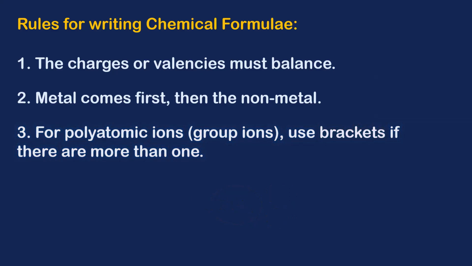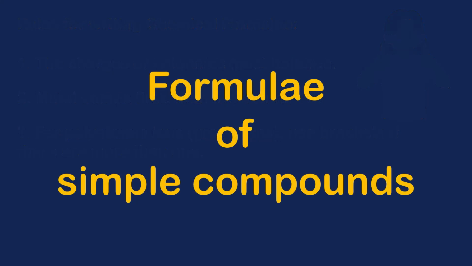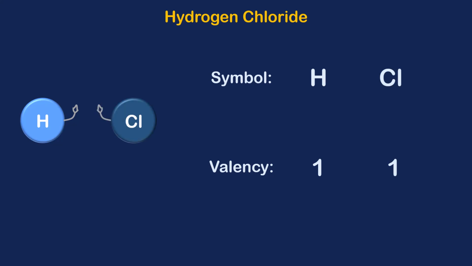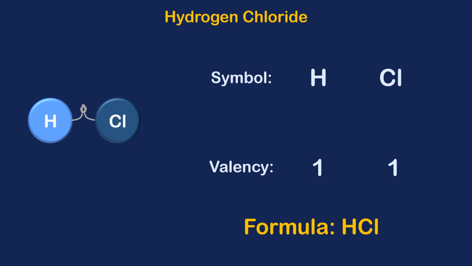Remember these 3 rules and you'll never go wrong. Let's practice writing the formulae of some simple compounds. Let's start with a simple one. Hydrogen chloride. Hydrogen has a valency of 1 and chlorine also has a valency of 1. So this works well. The final formula is HCl.